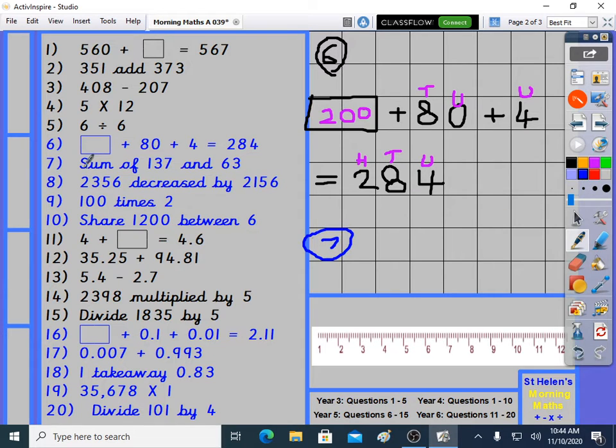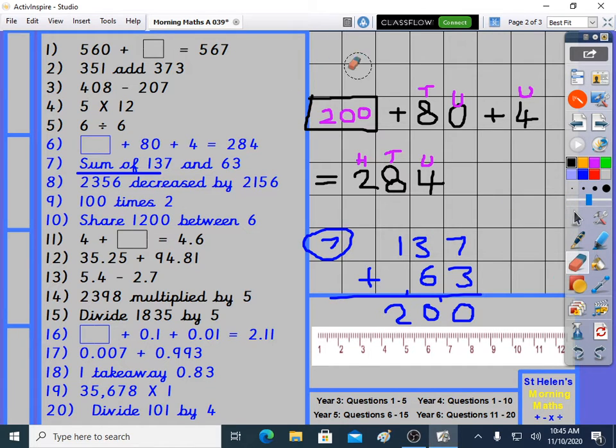Question 7. Sum means plus. Sum of 137 and 63. Careful with your lining up. Lines up down the right. 3 and 7 is 10. Number bonds to 10. 3 and 6 is 9, plus 1 is also 10. 1 and 1 is 2. If you know your number bonds to 100, you will know 63 goes with 37 to make 100. That's why the answer ended in 2 zeros. So our answer is 200.